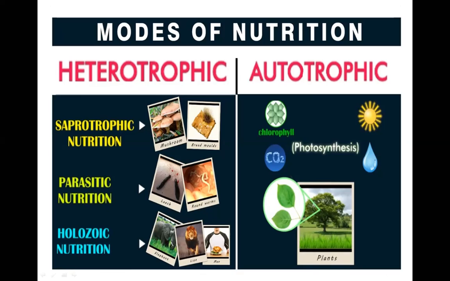Understood? Ma'am, human beings come under heterotrophic nutrition, in that, holozoic nutrition. Okay, so what happens with the plants? They prepare their own food, and that is called photosynthesis. They take in carbon dioxide and sunlight with the help of chlorophyll, and they prepare their own food and store it. And what they give outside? Oxygen. Yes.